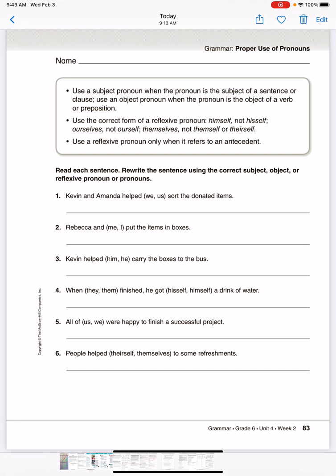All right, moving right along on page 83. It says, use a subject pronoun when the pronoun is the subject of a sentence or a clause. Use an object pronoun when the pronoun is the object of the verb or the preposition. Use the correct form, reflexive, and then use a reflexive pronoun only when it refers to the antecedent. So, read each sentence. Rewrite the sentence using the correct subject, object, or reflexive pronoun.